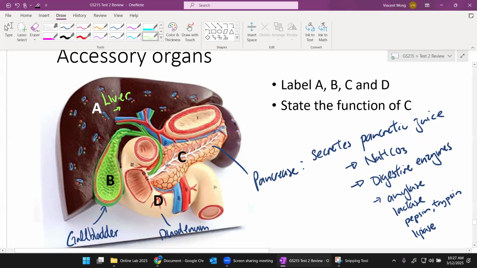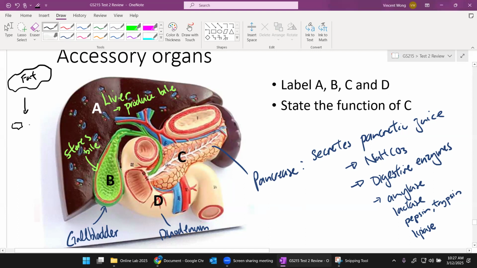Liver, in the context of the digestive system, will produce bile, whereas the gallbladder stores bile. What does bile do? This is fat, and the bile will make it into smaller droplets. The word is emulsification.